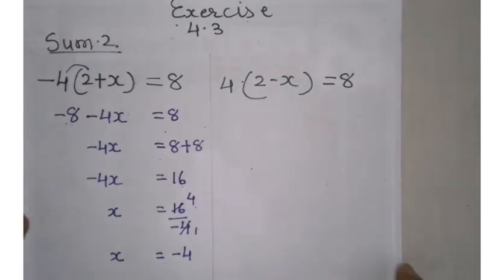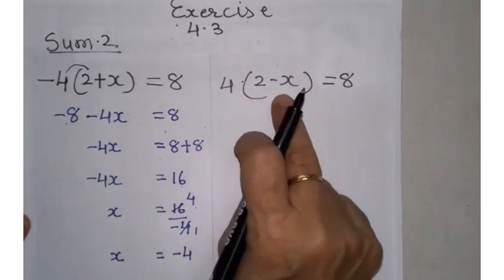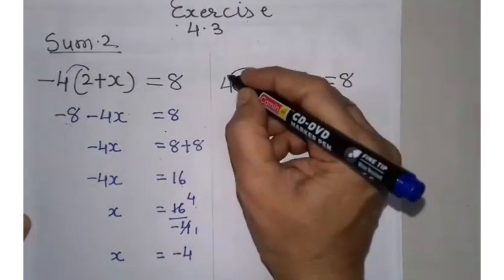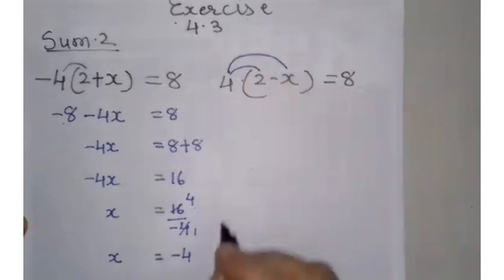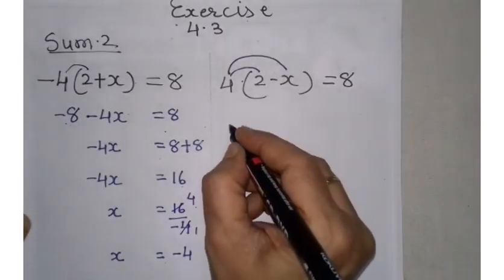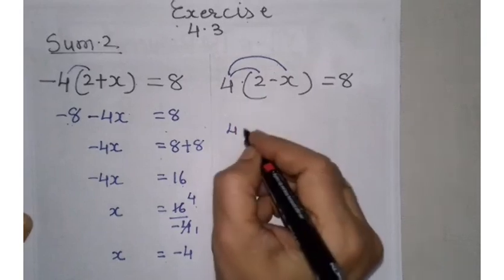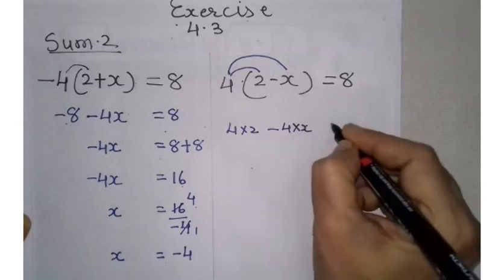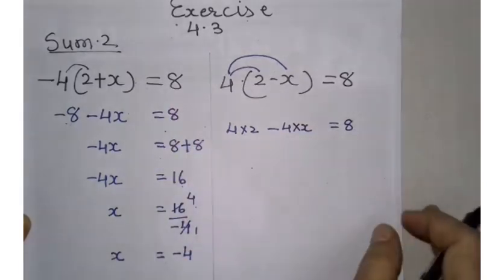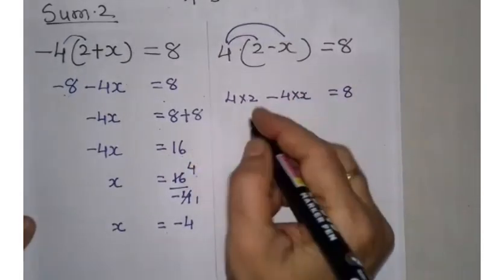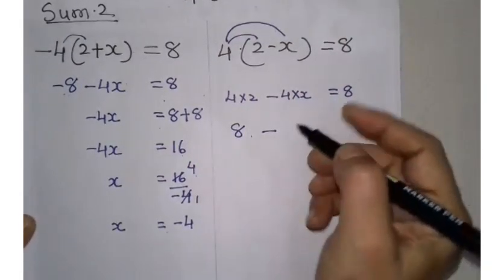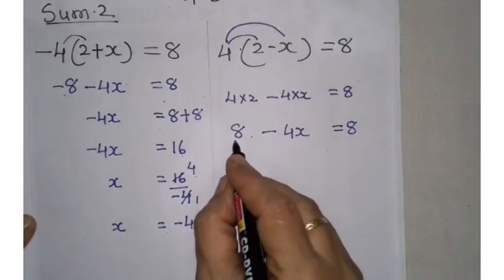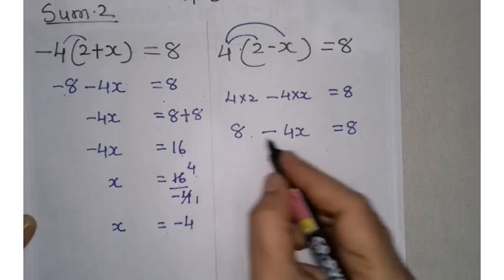Now the next sum is 4 into bracket 2 minus x is equal to 8. Again the same thing, we will multiply 4 and 2 and 4 and x. Correct? So 4 multiplied by 2 minus 4 multiplied by x is equal to 8. I am just showing one more step over here. Now 4 twos are 8 minus 4x is equal to 8. Now here this 8 is having an addition sign.